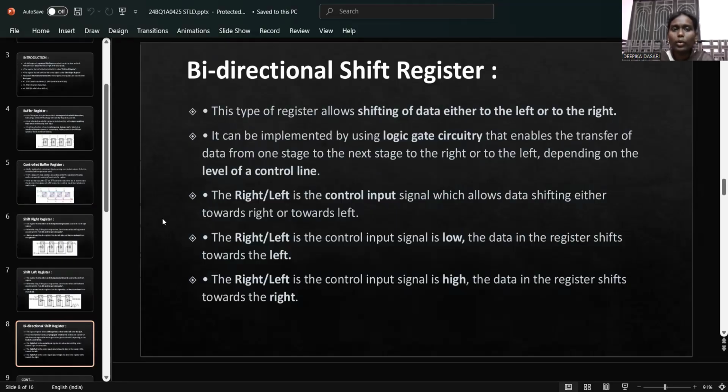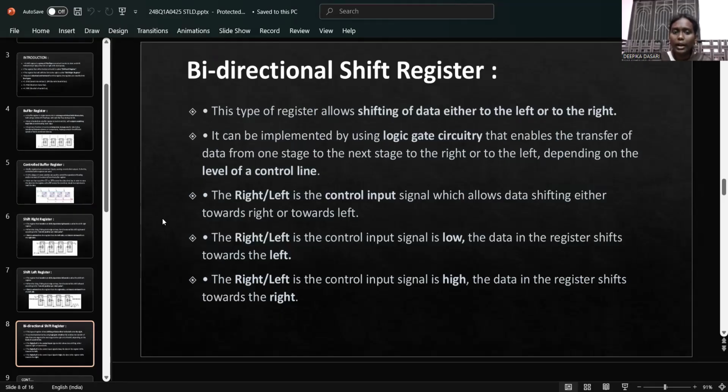Now we are going to discuss the bidirectional shift register. This type of register allows shifting of data either to the left or to the right side. It can be implemented using logic gate circuitry, which enables the transfer of data from one storage stage to the next, to the right or to the left, depending on the level of the control.